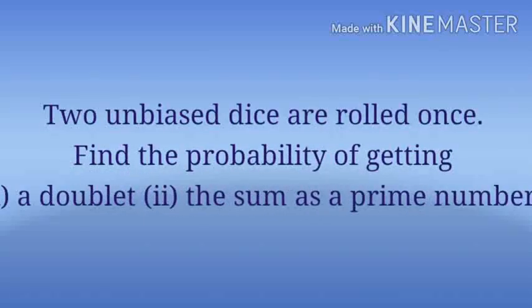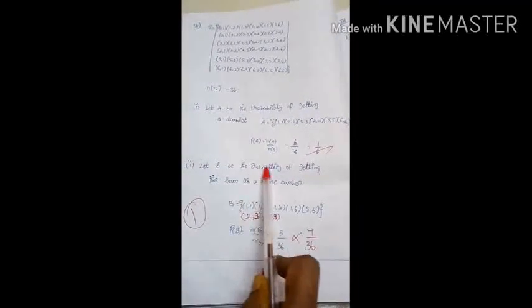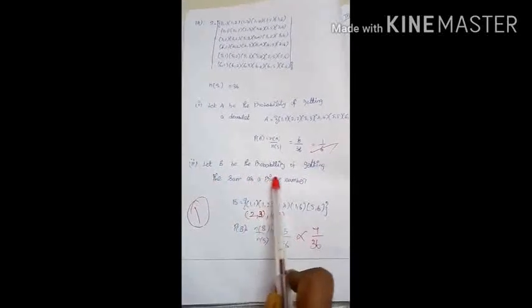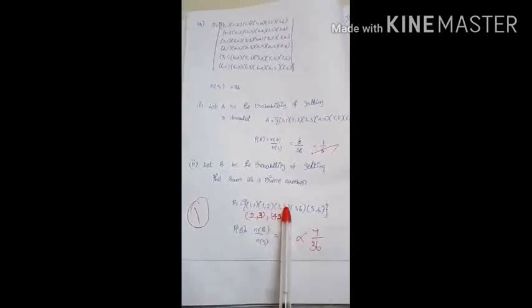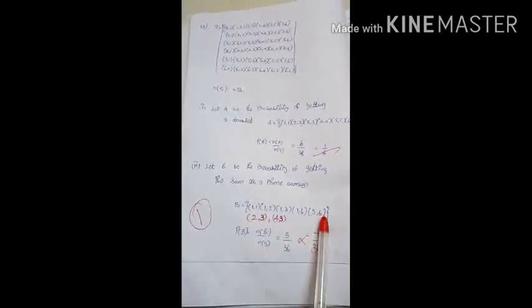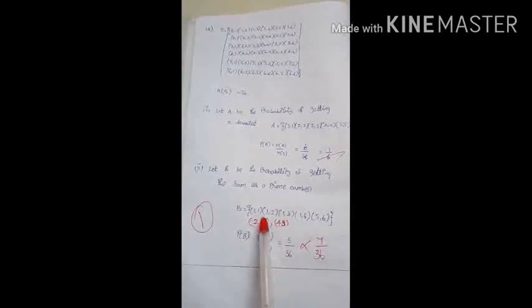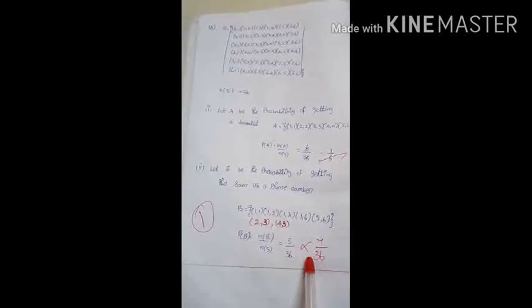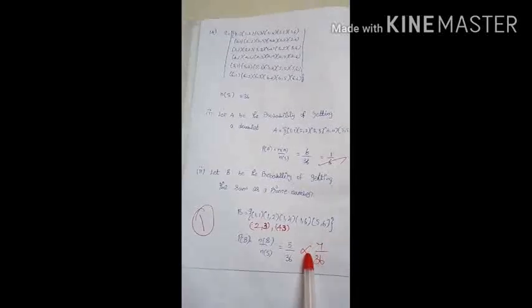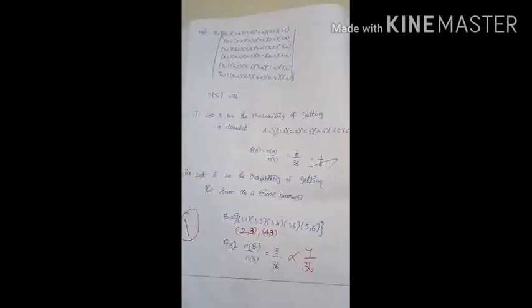Here we have another question. Two unbiased dice are rolled once. Find the probability of getting a doublet or the sum as a prime number. The mistake that might happen here is that we are asked to find the sum as a prime number, so while counting numbers under this set, we may leave out certain options. Here the student has left two options, which may change the answer. So remember to write down all the possible options under the set.